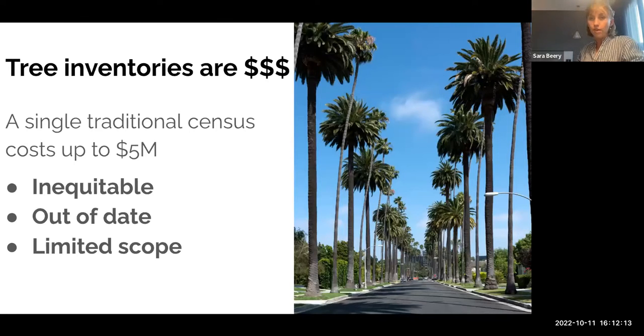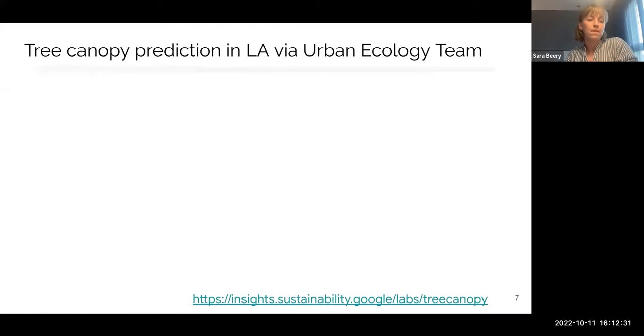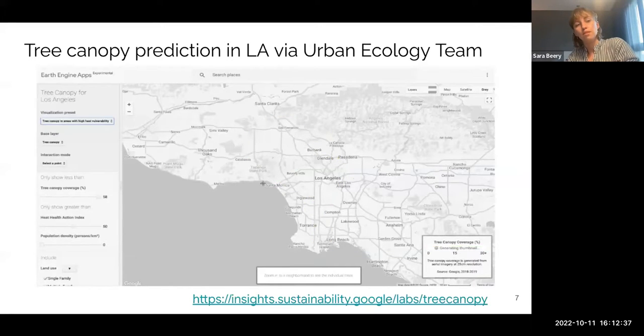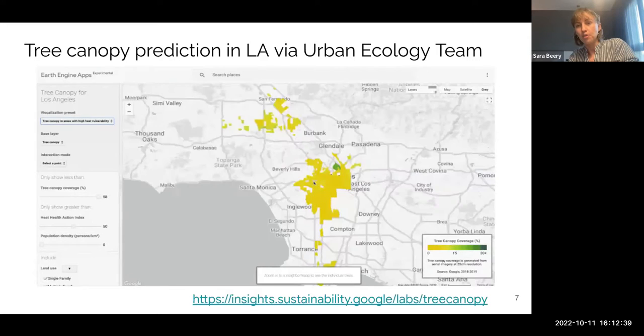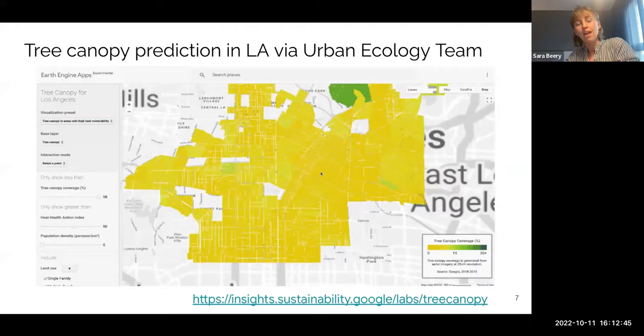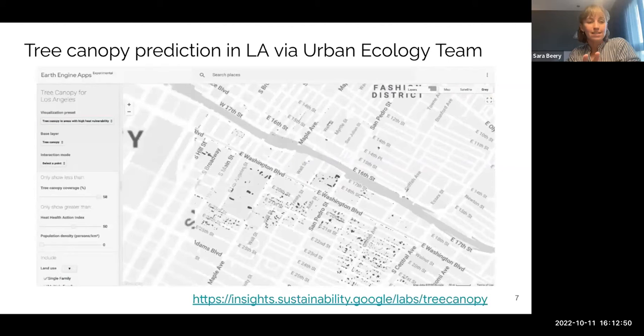So what we've been trying to do in this larger project that I kicked off at Google about a year ago is figure out if we can automate this urban forest monitoring. We can automate finding and categorizing all the public trees and maybe even the private trees in cities. And this is an extension of an existing project at Google that does tree canopy prediction. This is just a demo of that in Los Angeles. It's through the Google Urban Ecology Team. And Google is now partnering with Tree Equity Score.